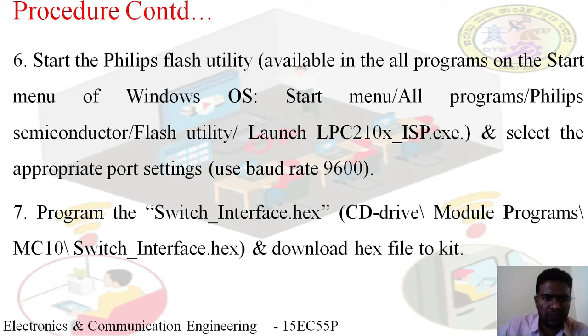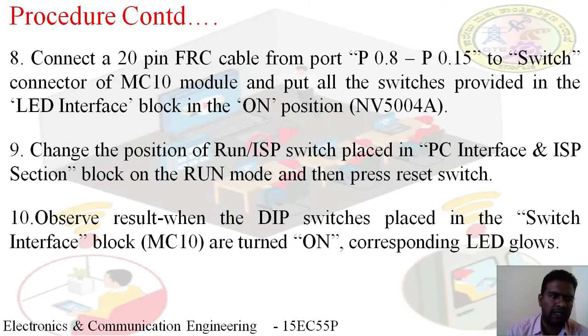Start the Philips Flash utility that is available in All Programs on the Start menu of Windows OS, and select the appropriate port setting. We have to set the baud rate as 9600. Now step 7, program the switch interface.hex file, and download the hex file to the kit.